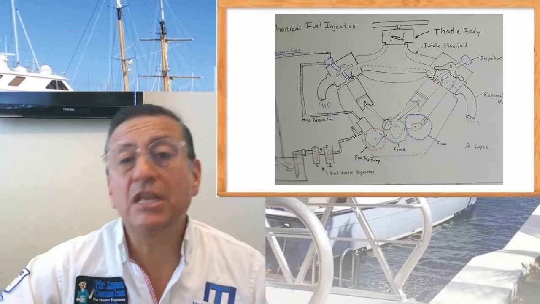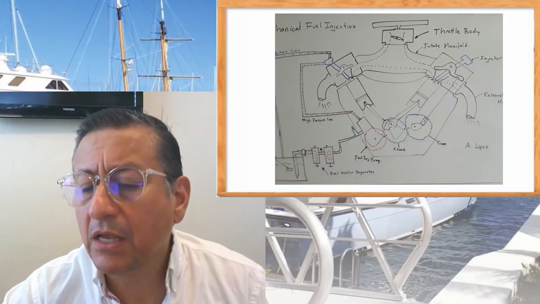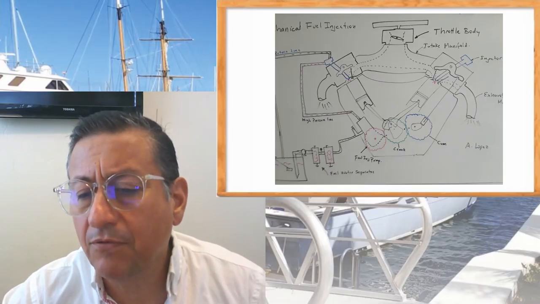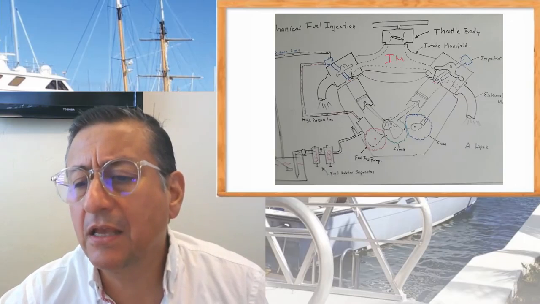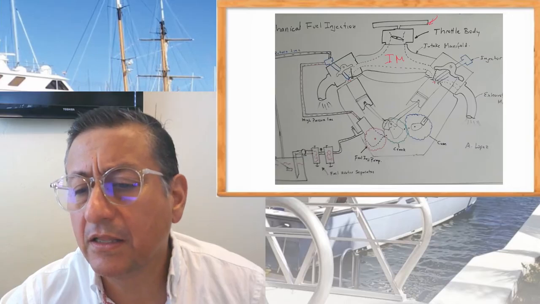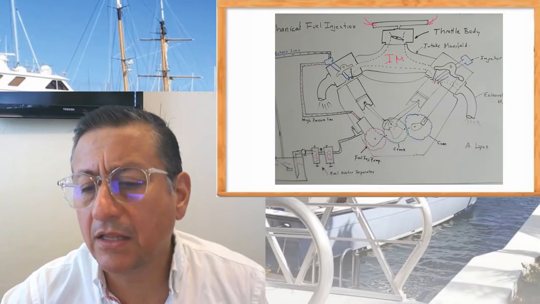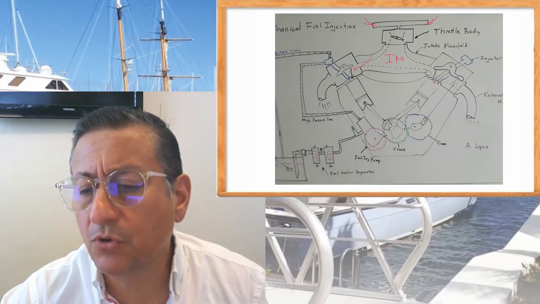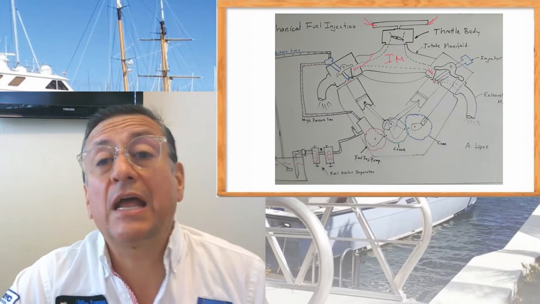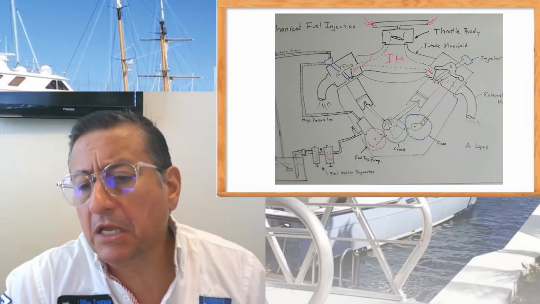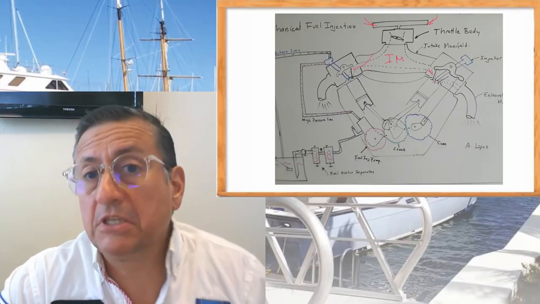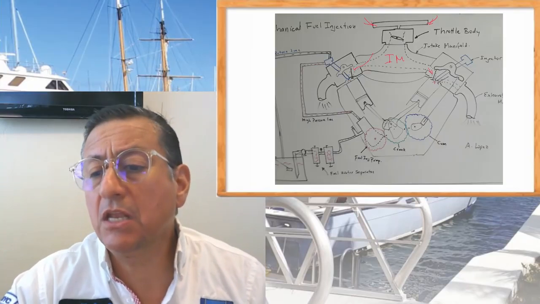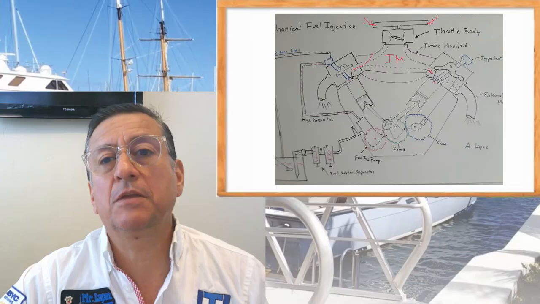In a naturally aspirated diesel engine, like this one, we have the intake manifold, and the intake manifold receives the air directly from the air filter, and the air enters the combustion chamber when the intake valves open. This engine is considered naturally aspirated because you only have the intake manifold and the air filter. This is a typical naturally aspirated engine, and the air enters at atmospheric pressure.